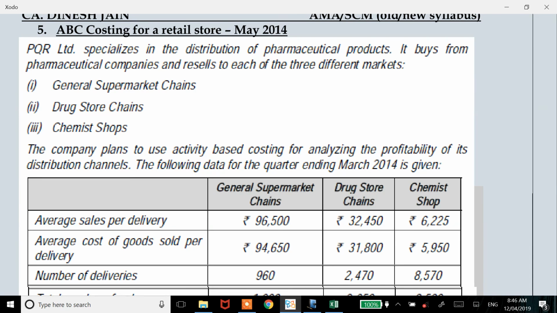ABC is predominantly only that one problem where you have 5 steps. Beyond that, it ends up repeating those steps in multiple other forms, but it's only those 5 steps. You don't have anything beyond that in activity-based costing. Go through question 5.